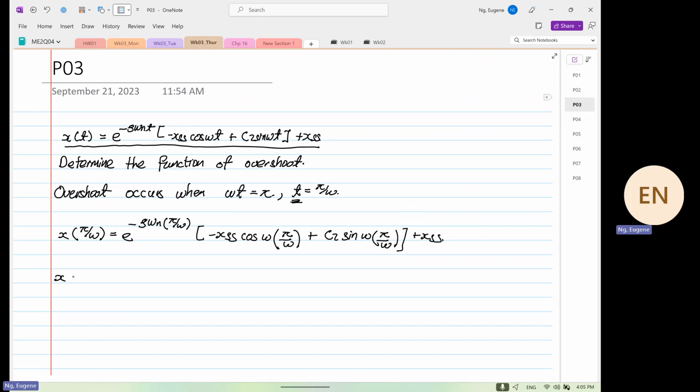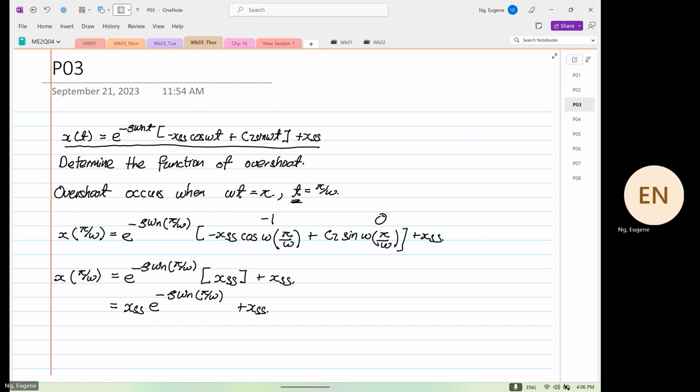So this will be x at pi over omega. This is equal to e^(-zeta omega n bracket pi over omega), right? So when you do this, this is equal to minus 1. This will be equal to 0. So this is XSS plus XSS. So from here, we know that e or XSS is e^(-zeta omega n pi over omega) plus XSS.